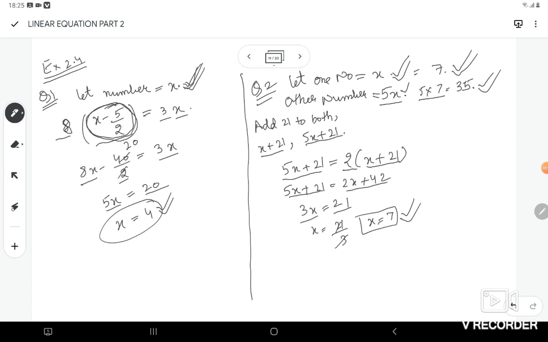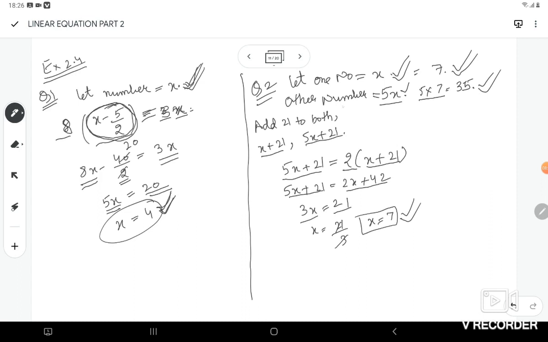Now the result obtained is 3 times the same number she thought of. So this is equal to 3 times x. On solving this, we get 8x minus 40 by 2 equal to 3x. On transposing, we get 5x is equal to 20, and the value of x finally comes out to be equal to 4.